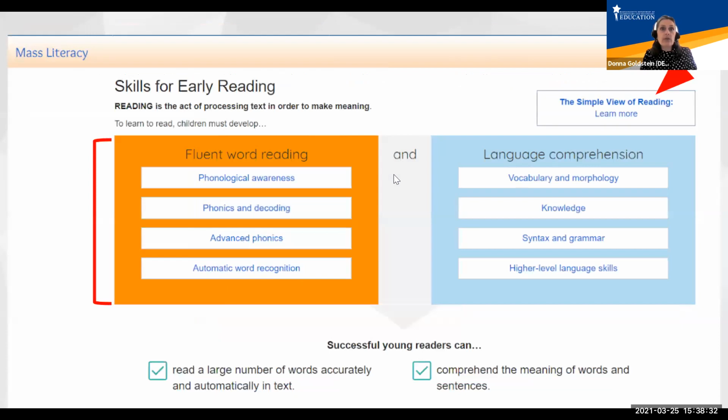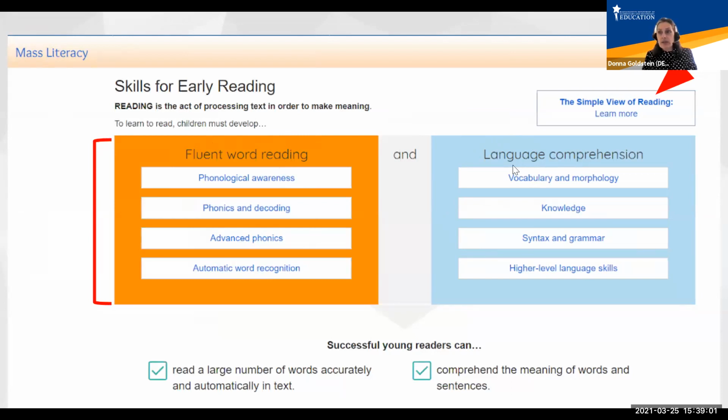We're going to take an overview of the skills for early reading page now. This section identifies the skills that contribute to early reading proficiency. And as those of you who have been joining us each week know by now, this is organized around the simple view of reading. The simple view of reading is a cognitively based theory that asserts that to learn to read, children must develop both fluent word reading and language comprehension.